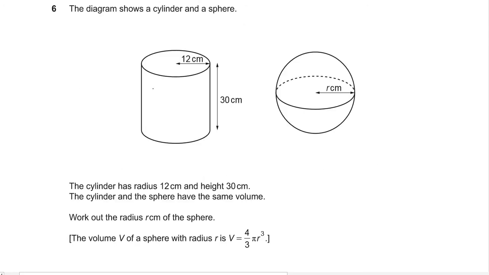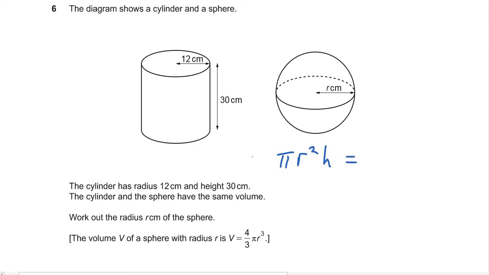Right, the diagram shows a cylinder and a sphere. The cylinder has radius 12 and height 30. The cylinder and sphere have the same volume. Well, let's work out the volume of the cylinder. So this is pi r squared times h.